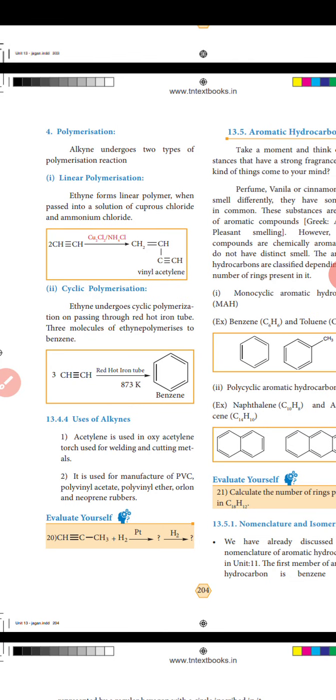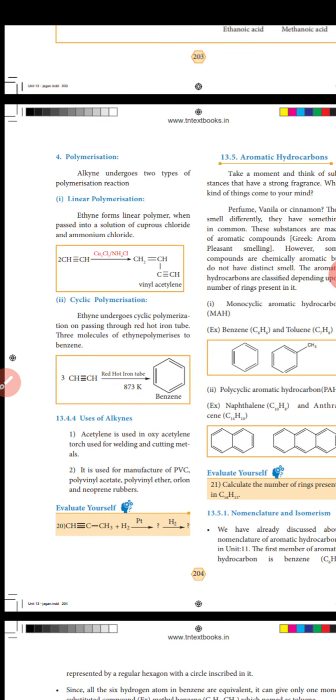The uses of alkynes: acetylene is used in the oxyacetylene torch for welding and cutting metals. It is used for the manufacture of polyvinyl chloride, polyvinyl acetate, polyvinyl ether, Orlon and neoprene rubber, etc.